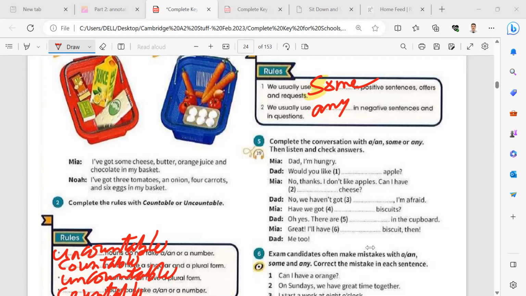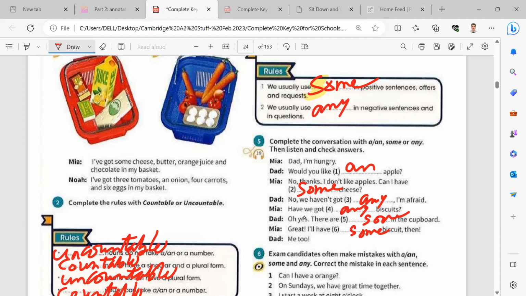Unit 3. Grammar. Exercise 5. Dad, I'm hungry. Would you like an apple? No thanks. I don't like apples. Can I have some cheese? No, we haven't got any, I'm afraid. Have we got any biscuits? Oh, yes. There are some in the cupboard. Great! I'll have a biscuit then. Me too.